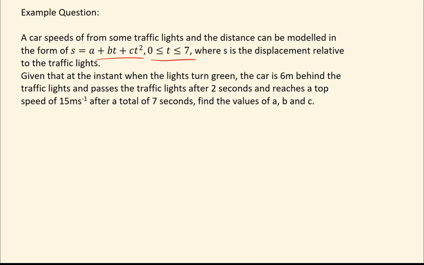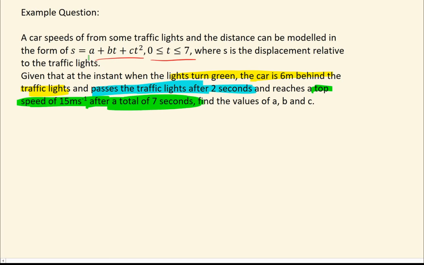We then give us information. The instant when the light turns green, the car is 6 meters behind the traffic lights. We also know it passes the traffic lights after 2 seconds, and it reaches a top speed of 15 meters per second after a total of 7 seconds. We now want to find this equation, we want to find the values of A, B, and C.